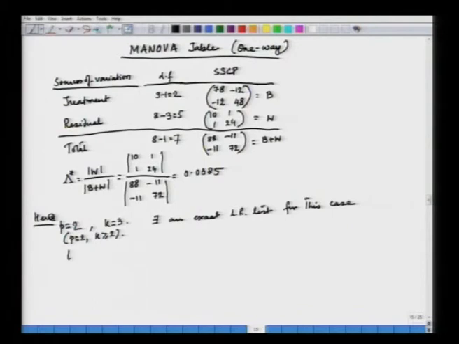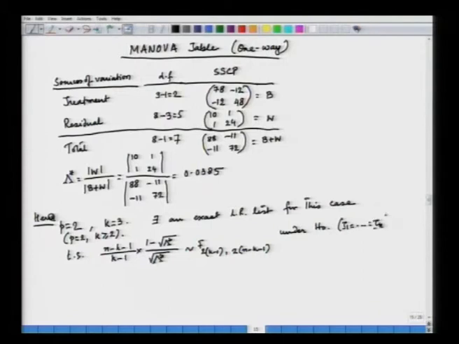So, the test statistic for that was n minus k minus 1 by k minus 1, for p equal to 2 and k greater than or equal to 2, multiplied by 1 minus root of lambda star by root of lambda star, and this follows an F distribution with degrees of freedom twice k minus 1 and twice n minus k minus 1 under the null hypothesis. Okay. So, here it is equality of treatment, these are now vectors tau 1 to tau k.